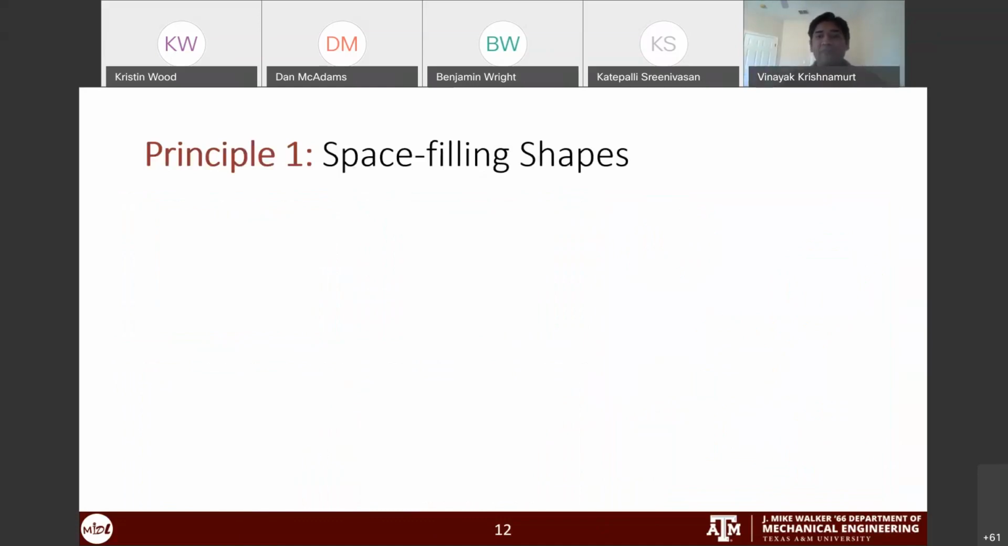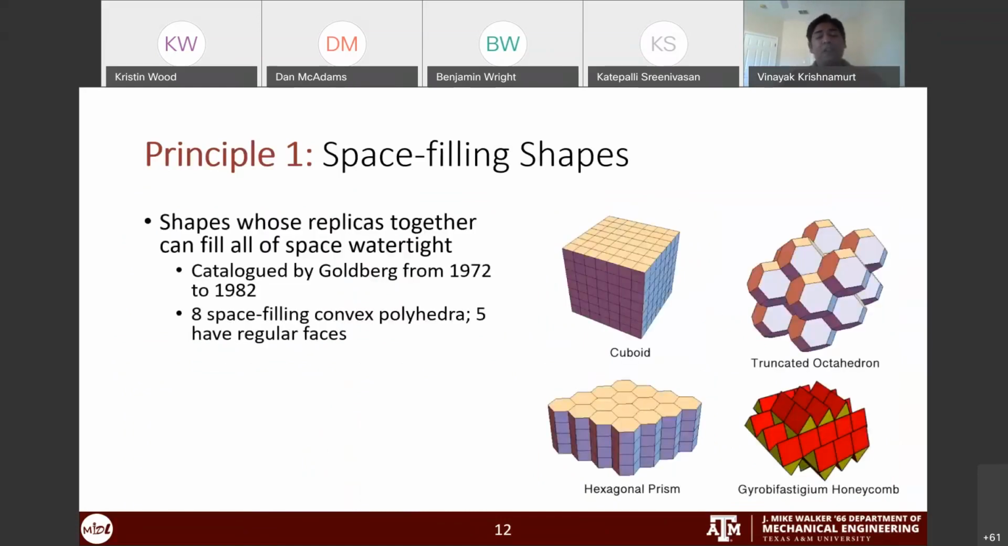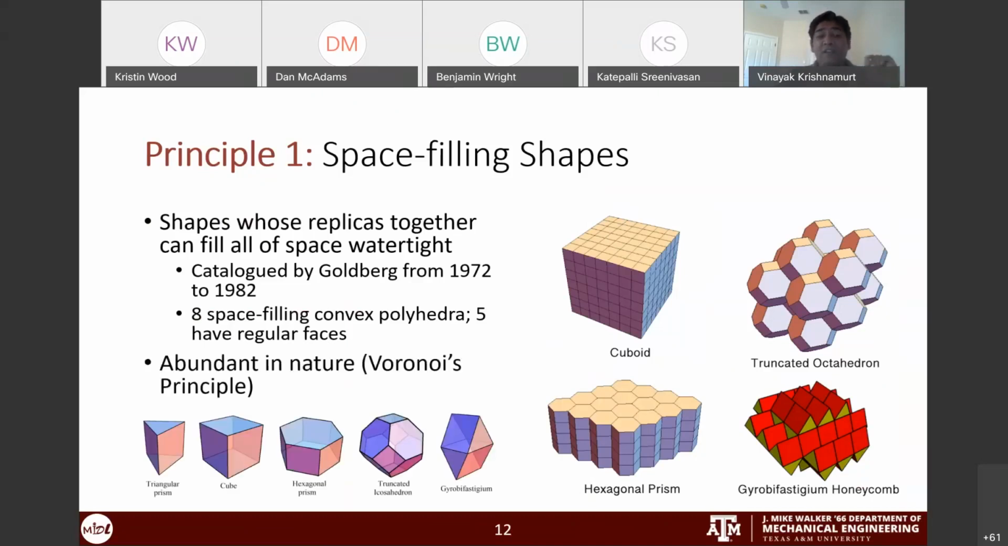Okay, so that's the first principle for partitive solid geometry. We are partitioning a volumetric domain, and we want to be able to partition it in terms of space filling shapes. Space filling shapes in general have been quite fascinating to geometric modeling folk, or in fact, general geometry folk. So they were cataloged by Goldberg very early, from 72 to 82. In fact, today we know that if you look at convex polyhedra, there are only 8 of these that, if you just move around and assemble, you can fill space. None other actually are space filling, right? And only 5 of these polyhedra have regular faces. But in nature, you can find this in abundance.